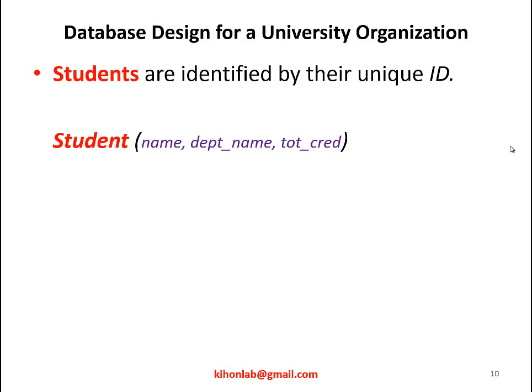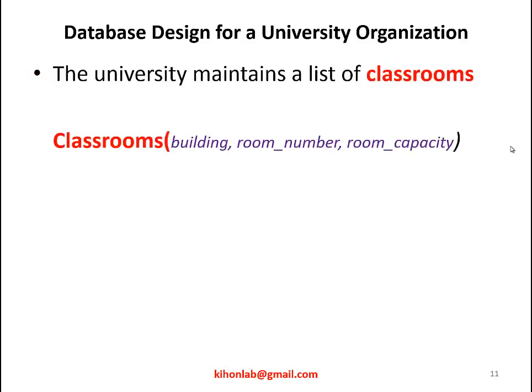So student and department, there could be a relation. We'll see in the coming slide. Classrooms. University maintains a list of classrooms. Classrooms are identified by building, in which building this classroom is, classroom number 1, 2, 3, 4, or whatever number is mentioned, and room capacity, whether the capacity is 20 students, 40 students, and so forth.